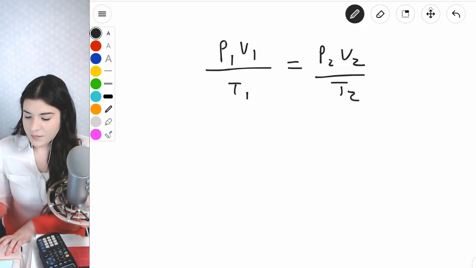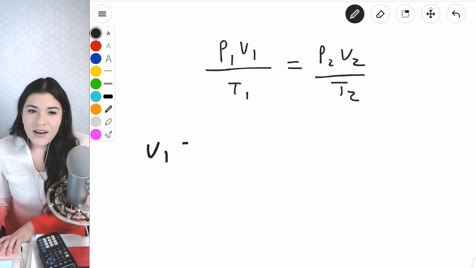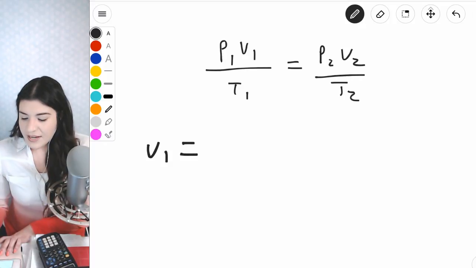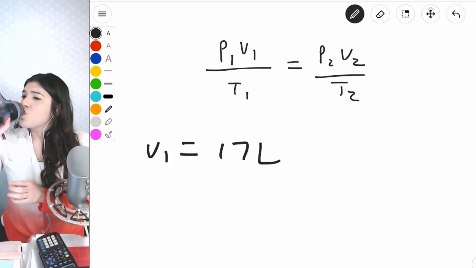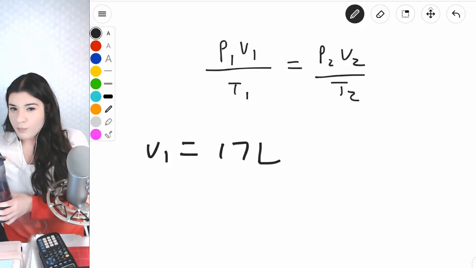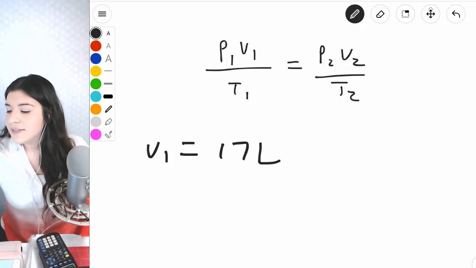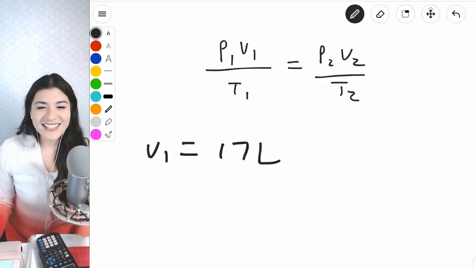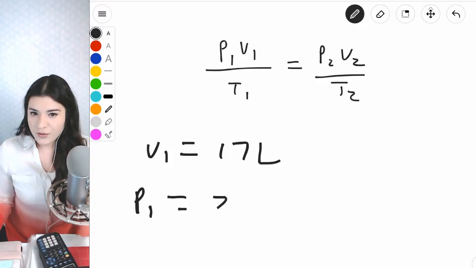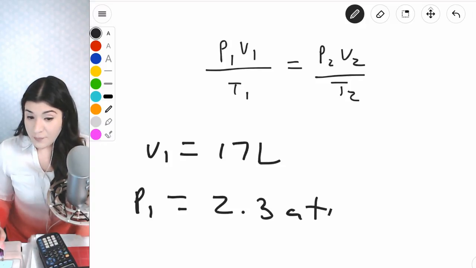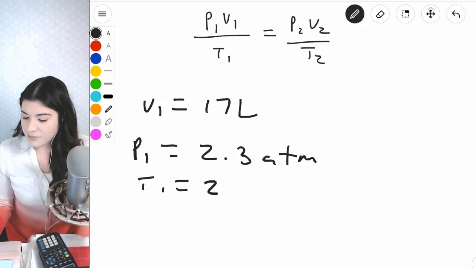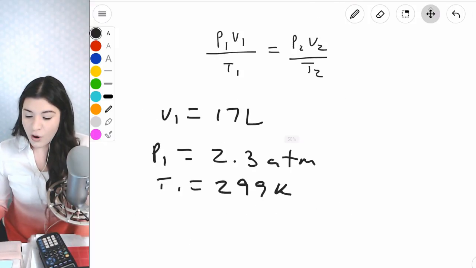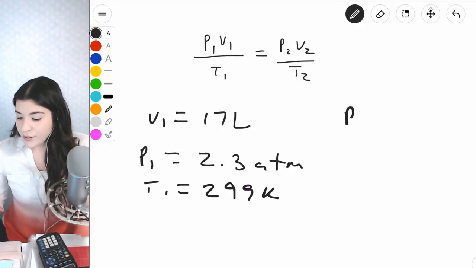Let me write everything down. For our volume 1, that would have been 17 liters. Sorry, guys, my voice is giving out. So much teaching these days. Then our pressure 1 would have been 2.3 atmospheres. Our temperature 1 would have been 299 Kelvin. And always note that temperature for all of your gas laws is going to be in Kelvin.